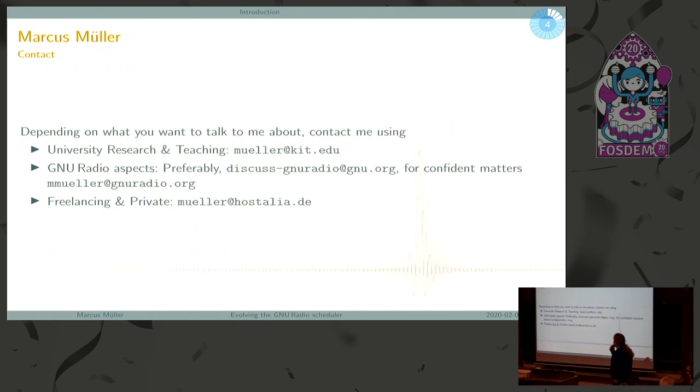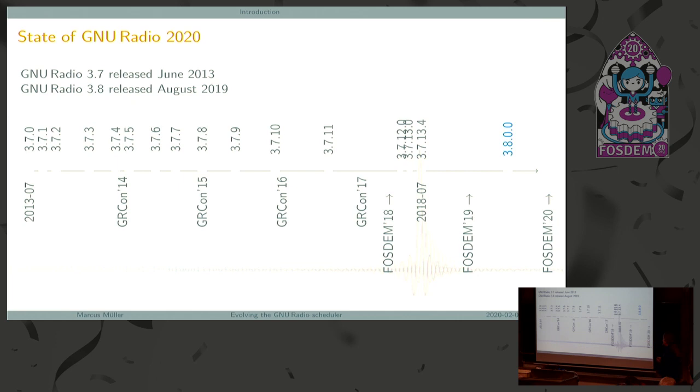What is the state of GNU Radio? I'm obviously not putting up a picture of GNU Radio, which started as a project probably around 99. We don't know quite for sure. We know when the first code was published. That was a year later. I'm talking about 3.7 because that's what a lot of people are still using. So this is pretty much the same slide from last year, just that slide ended here.